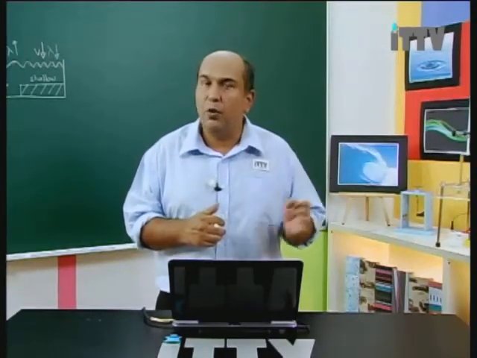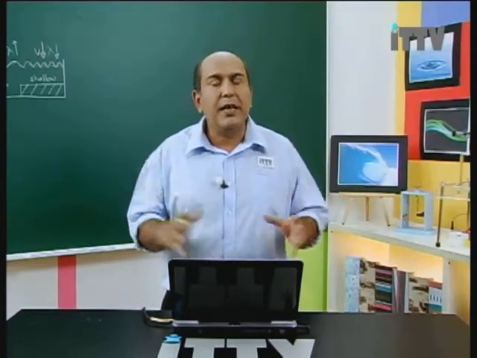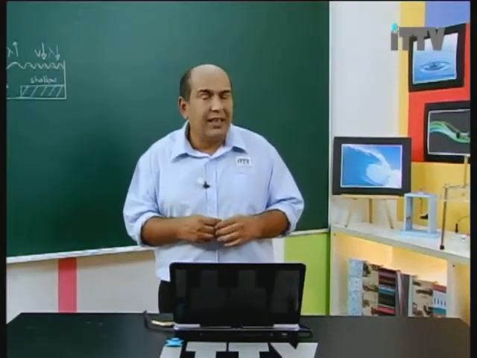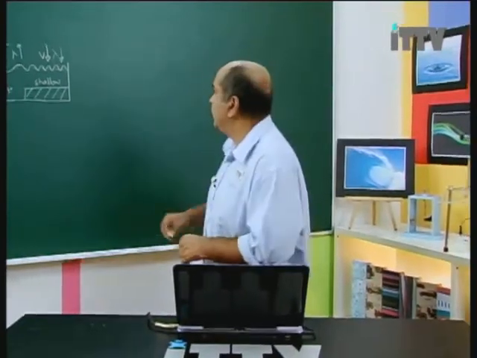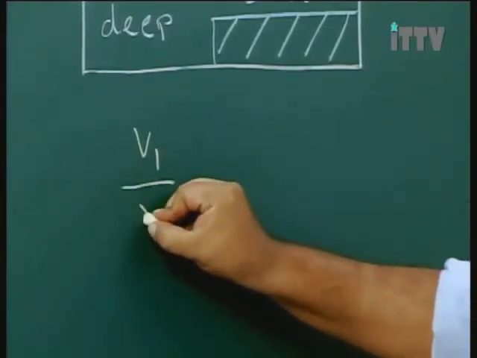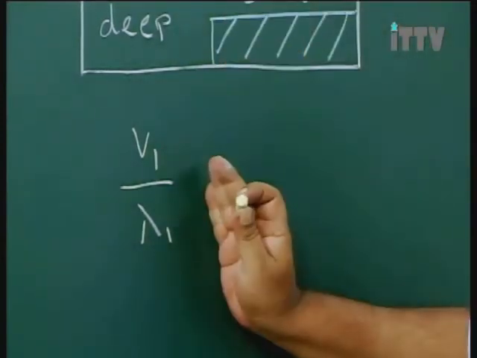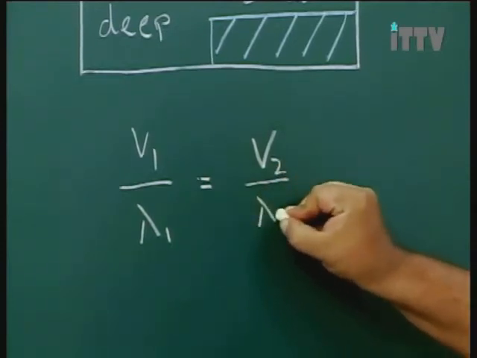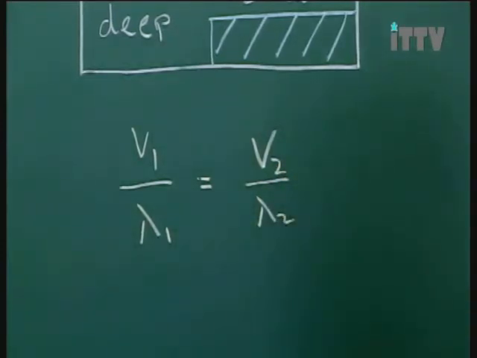So remember, deep water, fast; shallow water, slow. Wavelength, deep water, long; shallow water, shorter. Good. And if we take both of these together, we can get a formula that will allow us to calculate the change in either velocity or wavelength. We get this formula, which says V1 over lambda 1, which is in the deep water, is equal to V2 over lambda 2, which is in the shallow water.